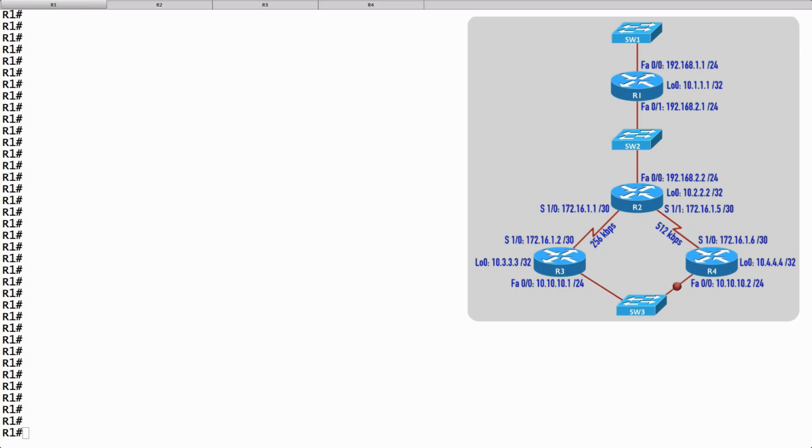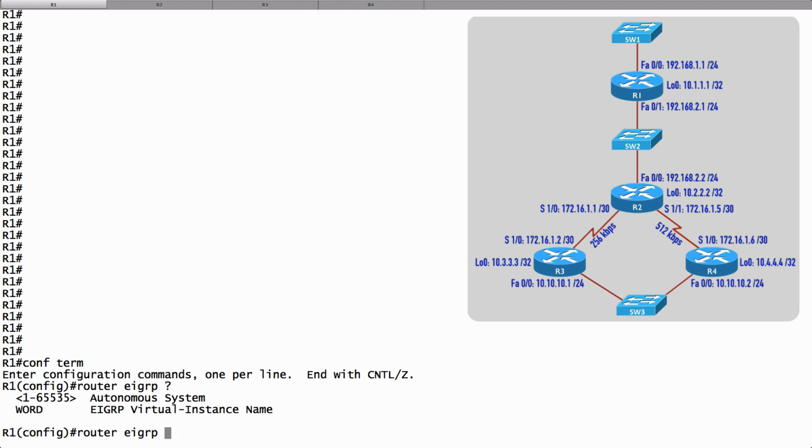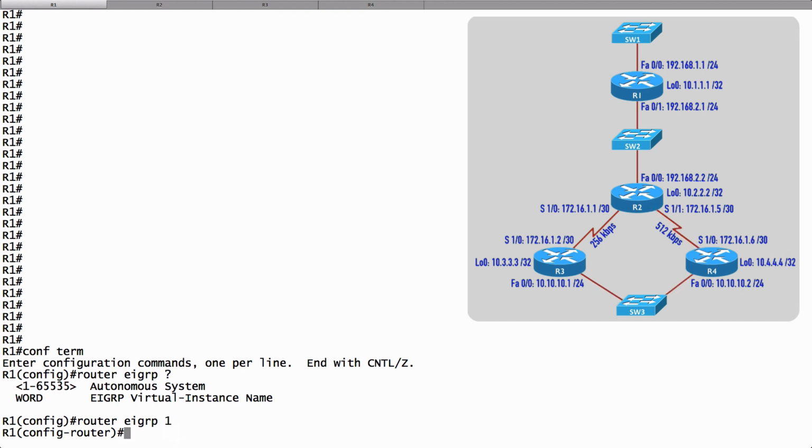Let's configure this fairly simple topology with 4 routers for EIGRP. We'll begin on router R1. Let's go into global configuration mode, and we'll say router EIGRP. And remember, this is an autonomous system number. I'm going to use an autonomous system number of 1 for all of the routers in this example.